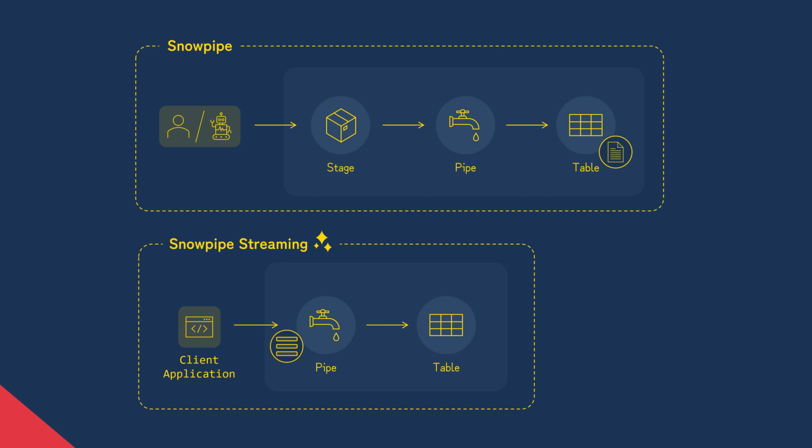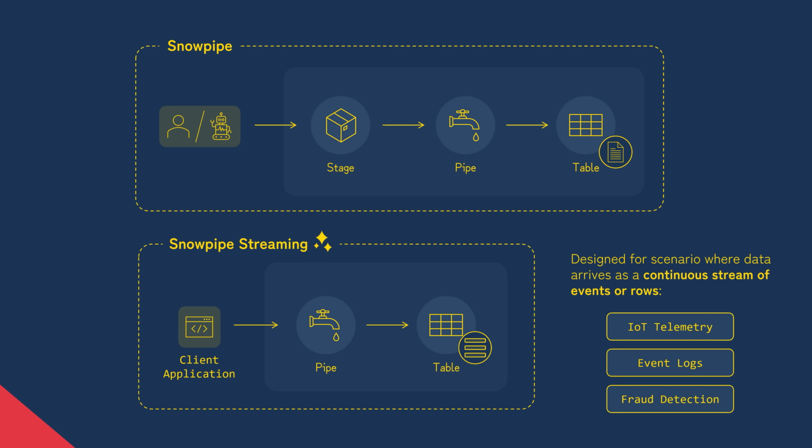Where Snowpipe targets around a minute, Snowpipe Streaming is designed to make data available for query in as low as 5 seconds from the point of ingestion. This is the core of why Snowpipe Streaming exists. It's purpose-built for scenarios where your data arrives as a continuous stream of events or rows, rather than as periodically generated files. Think of IoT telemetry, application event logs, or live fraud detection. Situations where you can't afford to wait for files to accumulate and then be staged and loaded.